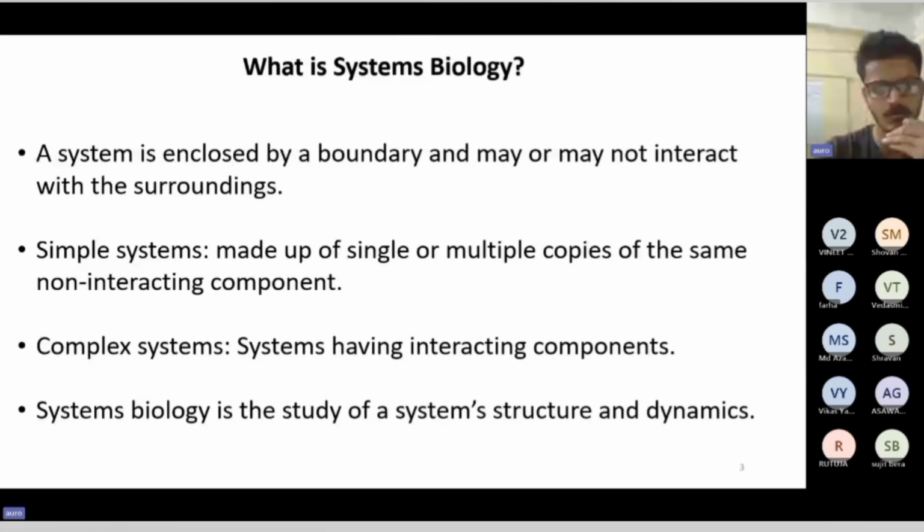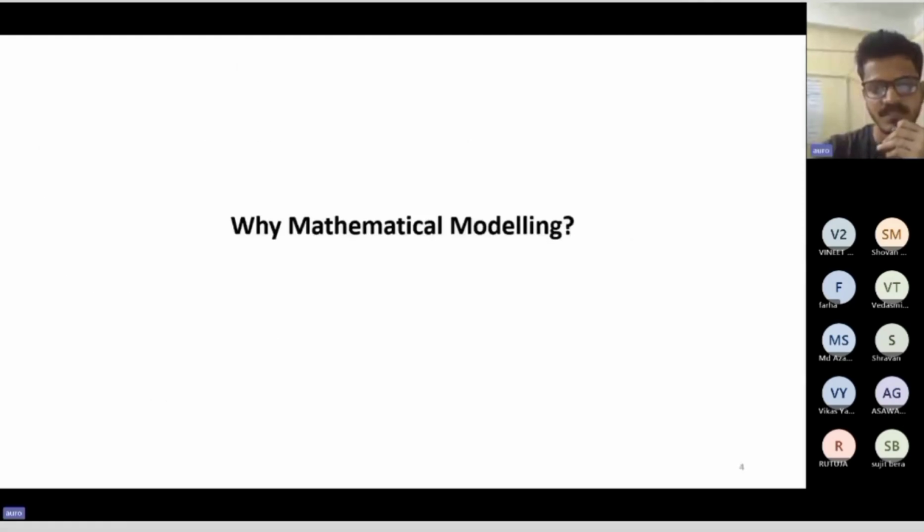So systems biology helps us to study the behavior and dynamics of this complex system. Dynamics means basically how the system is changing. It may be with respect to time, or it may be with respect to space. So why mathematical modeling? Basically, this is how we integrate systems biology in our cycle of research.